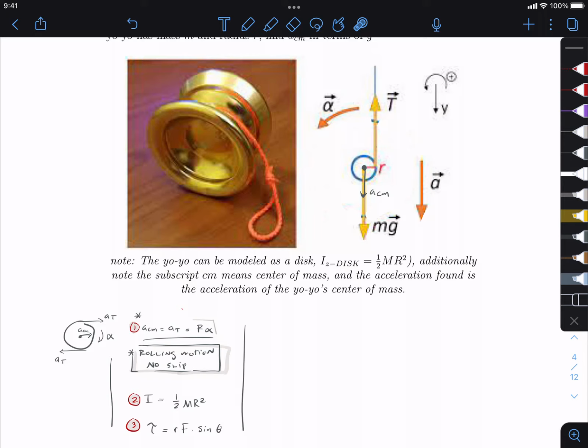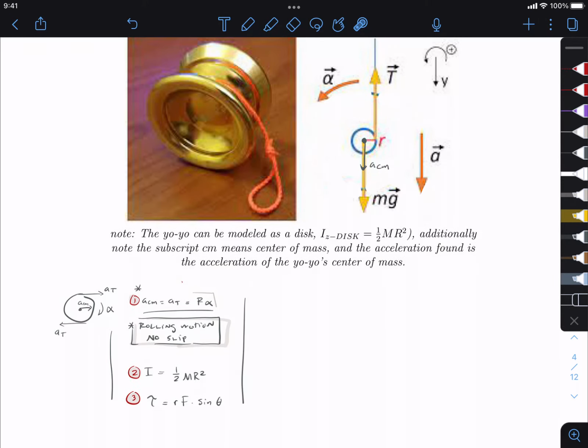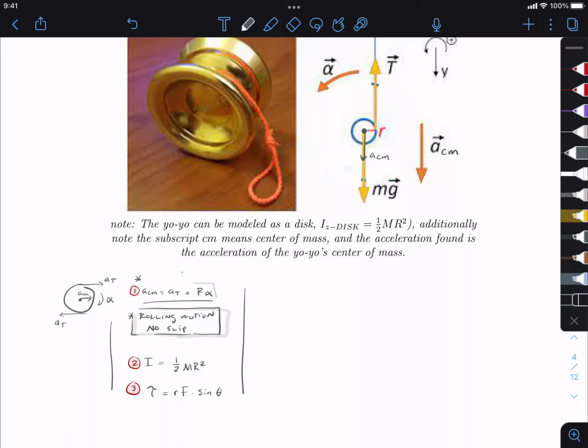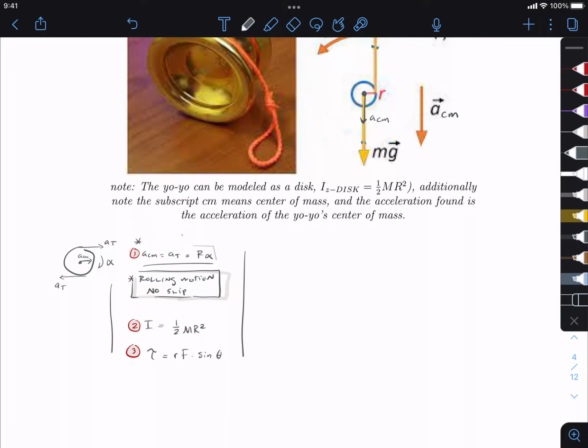So if the tension is pulling this way, the angular acceleration is going this way, so the yo-yo is spinning this way. And this is our A, this would be ACM. So when we have this object spinning, this A tangent is equal to this ACM. If it's moving along a surface, this ACM would be equal to this A tangent. One or both of these may not exist, but that still would mean that the other one is equal to r alpha, okay?